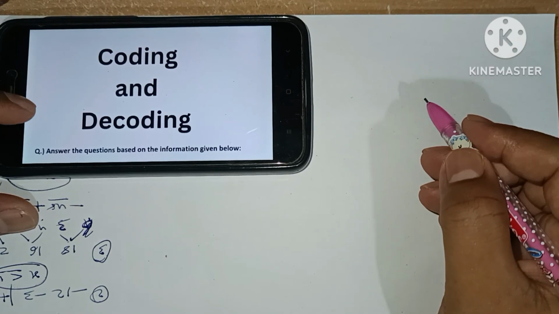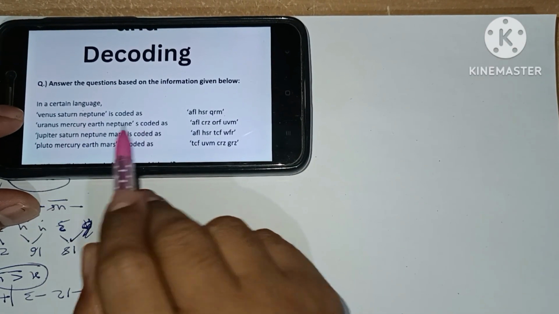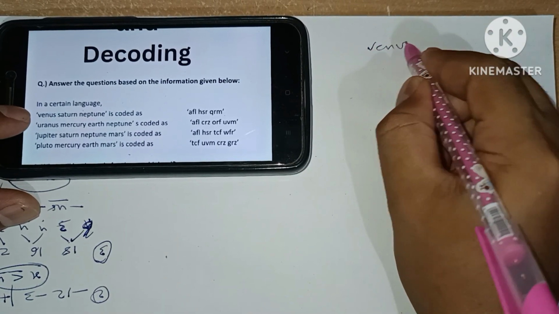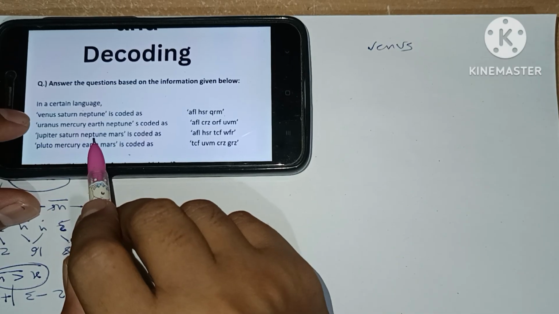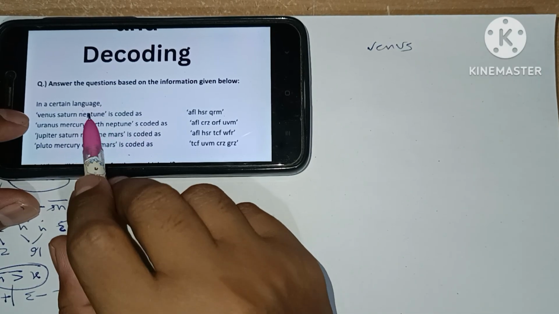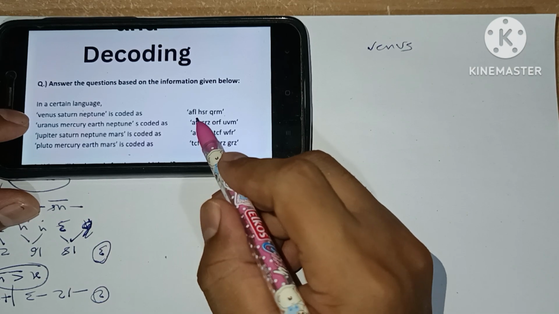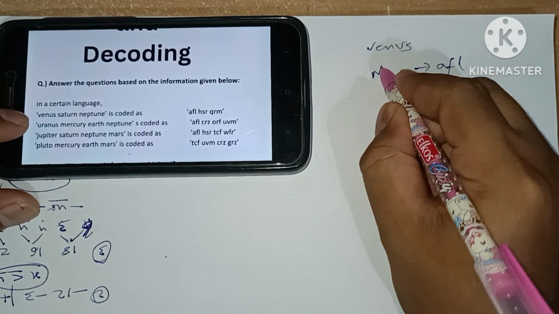Now we are going to see coding and decoding. Here first, Venus. Venus is not common in any other statement. So Venus is an individual one. Saturn and Neptune. Here we see Saturn and Neptune, and here also Neptune. So there are 3 statements with Neptune in common. The common code AFL is in all the 3. So AFL is nothing but Neptune.